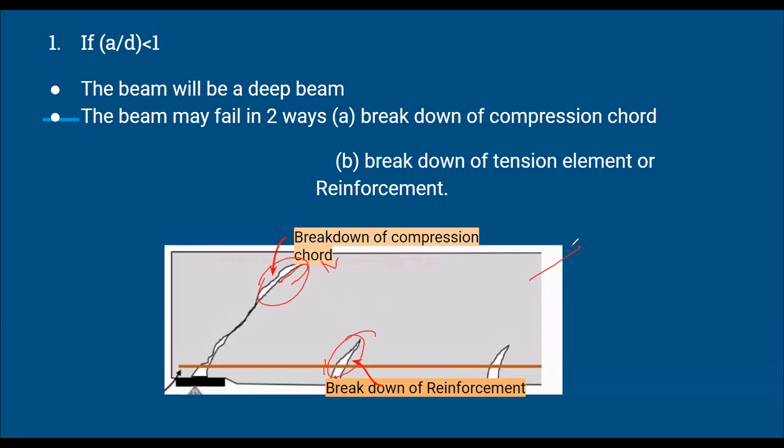When will this occur? If a by d is less than 1. With a by d less than 1, there are two points. One, it will be a deep beam, which we'll discuss later. And second, it may fail by two types of failure. Either breakdown directly of the compression chord in this manner, or else the tension reinforcement itself will fail. It will be breakdown in the tensile reinforcement.